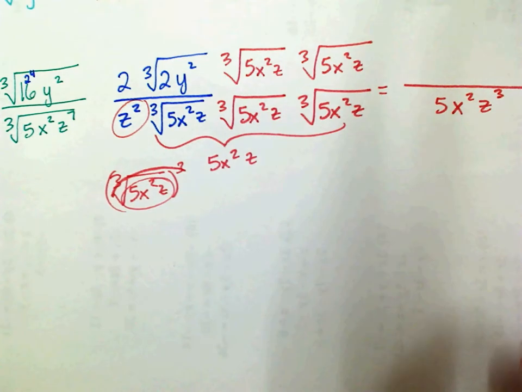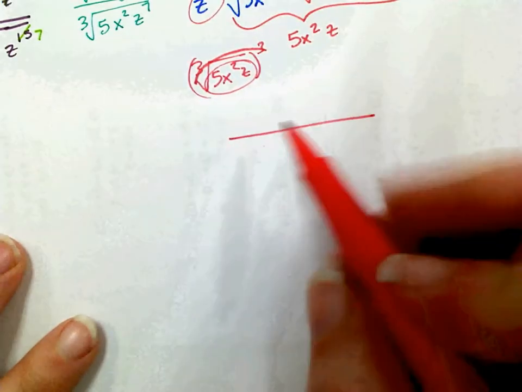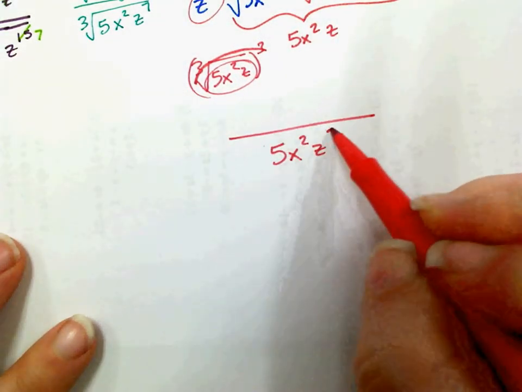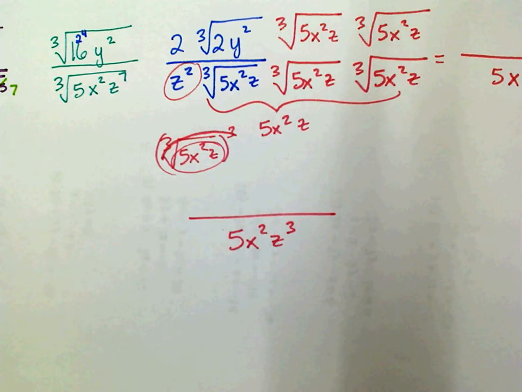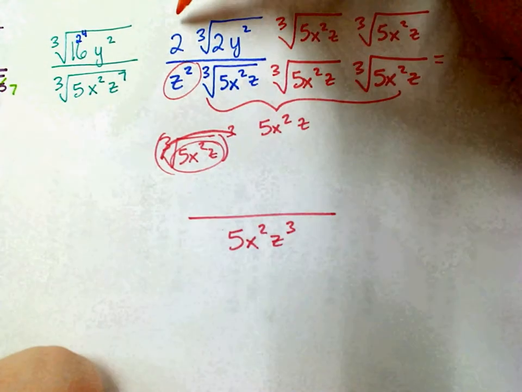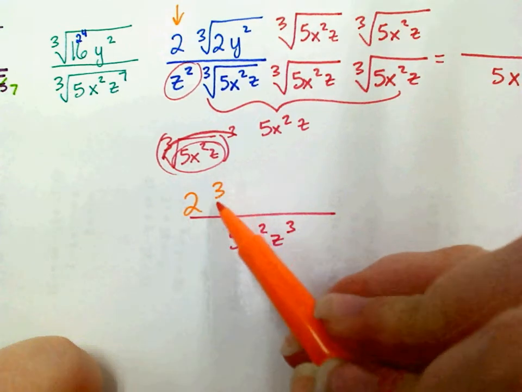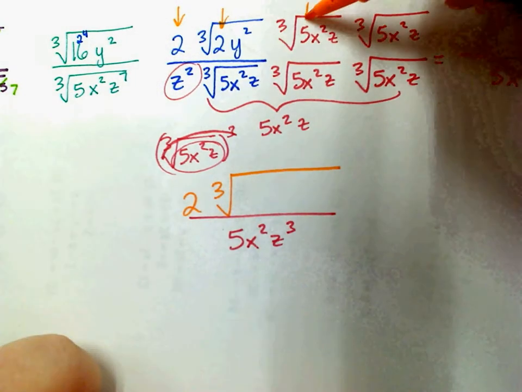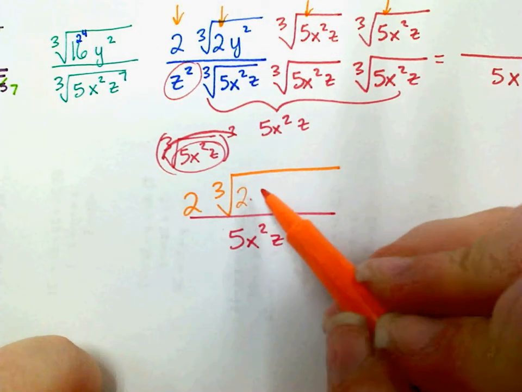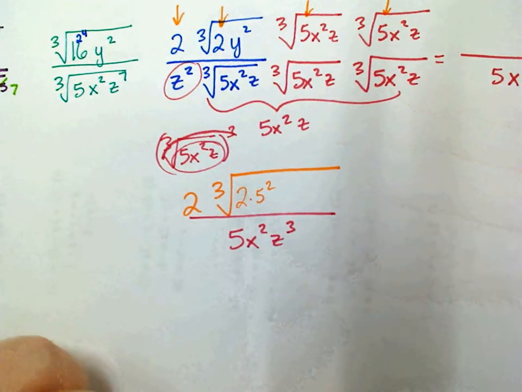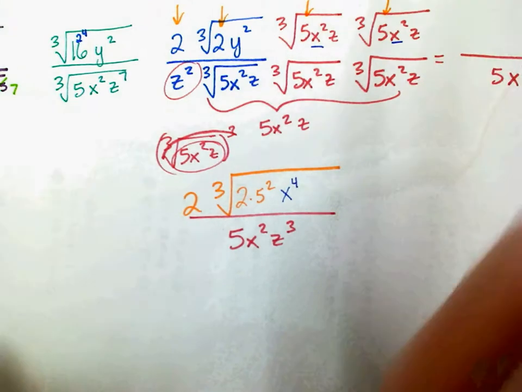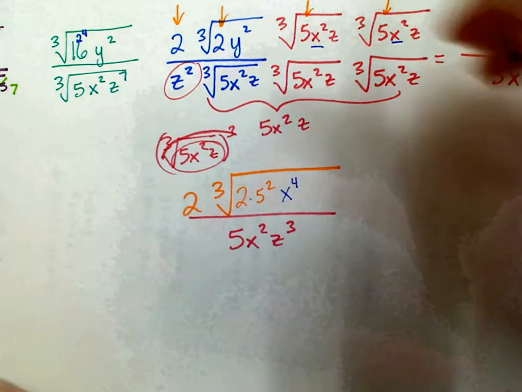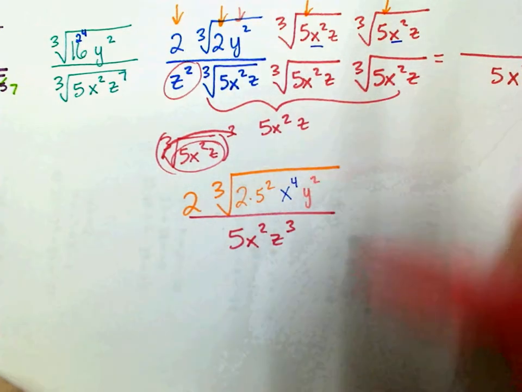I'm actually going to write that down here. Alright, now let's start simplifying the numerator. So in my numerator, I have this 2 in the front. I have the cubed root of, I have a 2 and then 2 5, so that is 2 and 5 squared. I have x squared and x squared, that is x to the 4th. I have a y squared. And I have 2 z's, which makes that z squared.